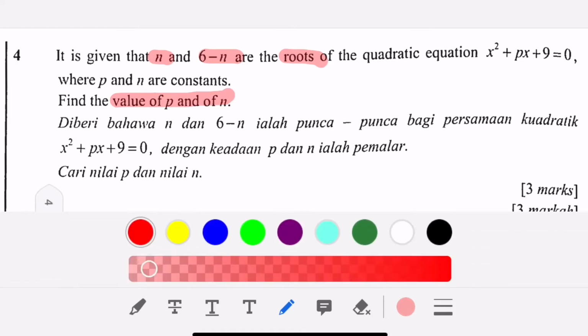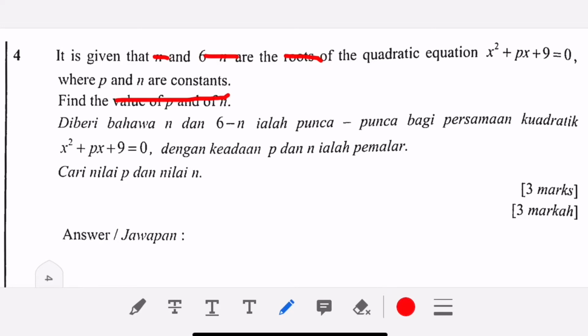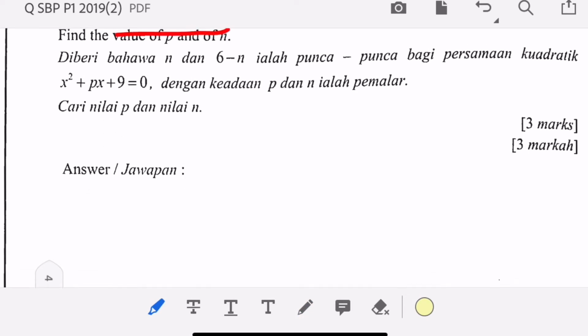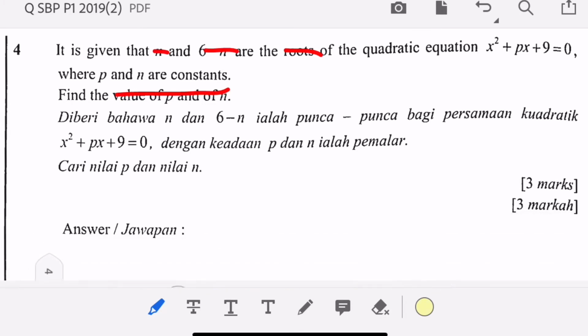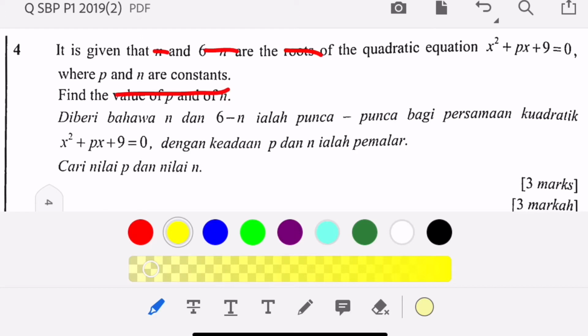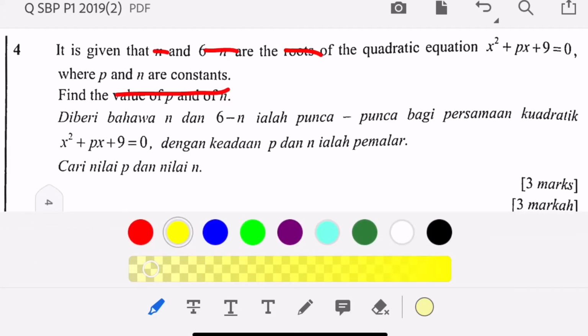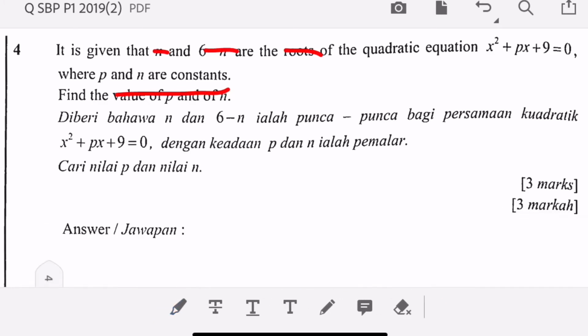Normally when they give you the quadratic equation, you can write down the ABC. So the A is 1, the B is P, the C is 9. Okay, so for quadratic equations, many students cannot do them in the SPM exam because the formula for the SOR and POR, what is SOR? Sum of the roots equals negative B over A, and then product of the roots is C over A, was not given in the SPM exam.